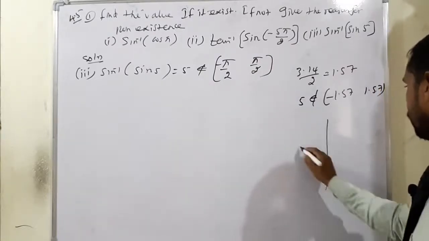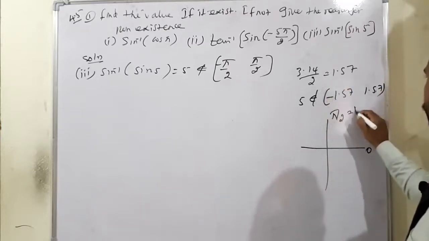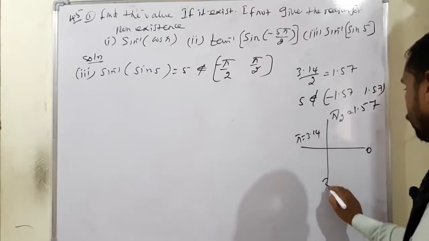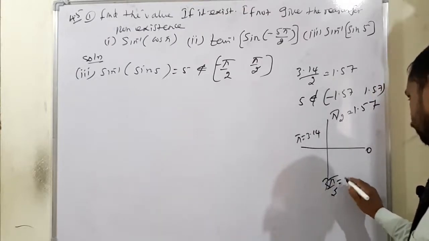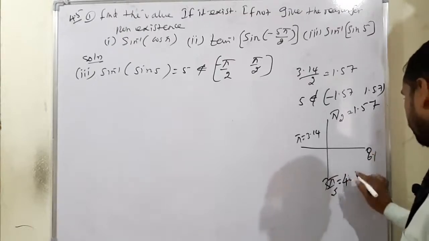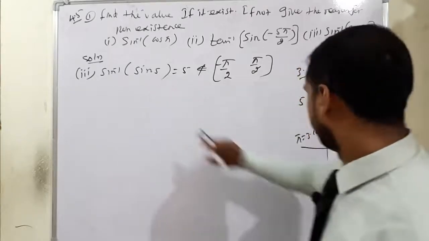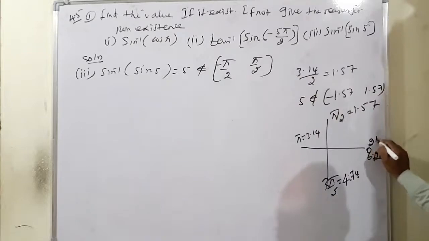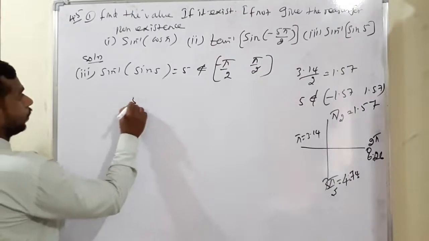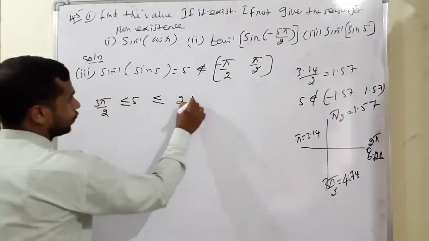How to rearrange? According to the unit circle: 0, pi by 2 means 3.14 divided by 2 means 1.57, then pi means 3.14, 3 pi by 2 means 4.71, and 2 pi means 6.28. So actually pi lies between pi by 2 and 3 pi by 2 to 2 pi, isn't it? So how to rearrange it? Actually, 3 pi by 2 is less than or equal to pi, up to 2 pi.